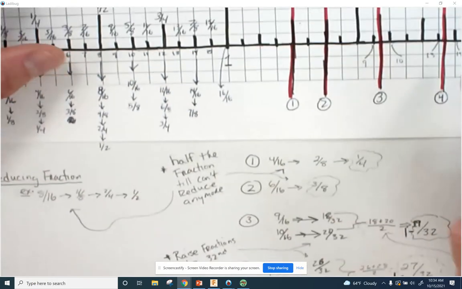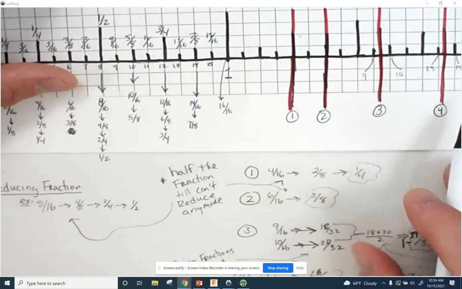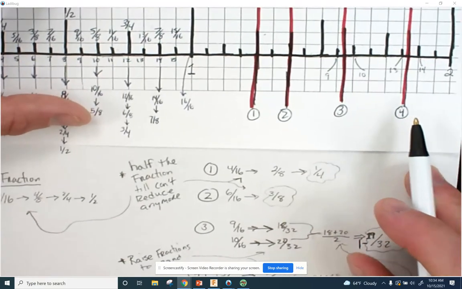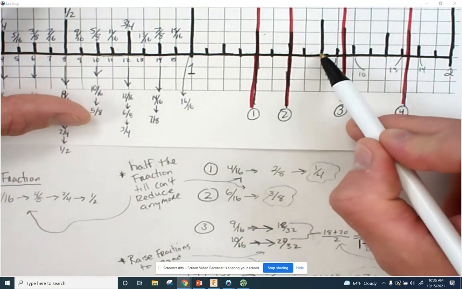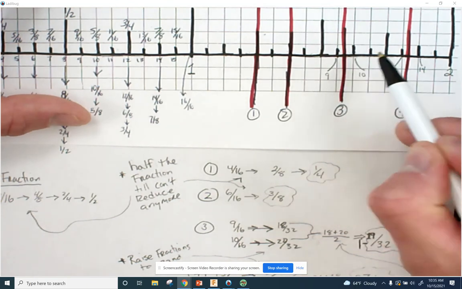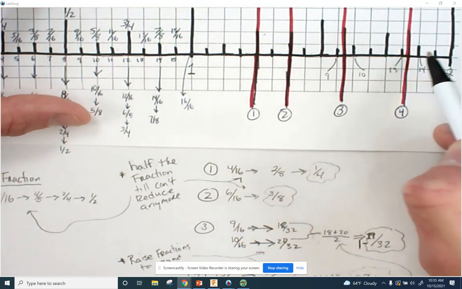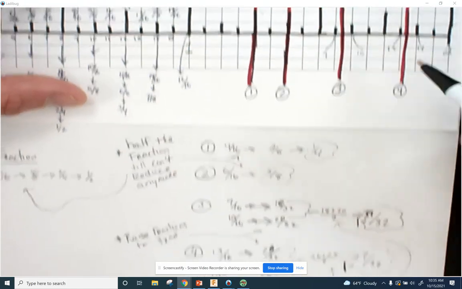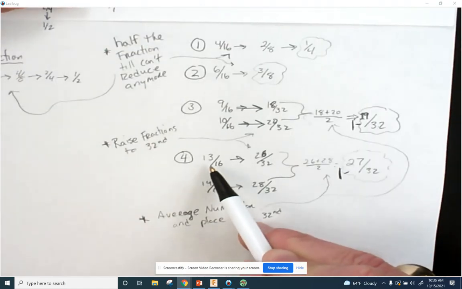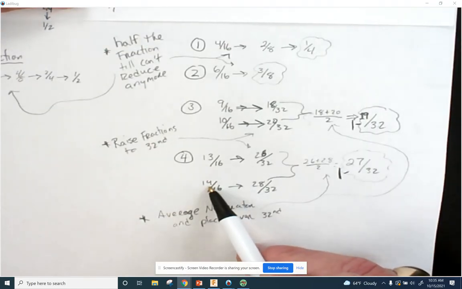The last one, number 4, right here. Open up the screen a little bit. Here's 1/2, 8, 9, 10, 11, 12, 13 sixteenths, and 14 sixteenths. So I'm going to come down here to the bottom. Here's 13 sixteenths, 14 sixteenths.